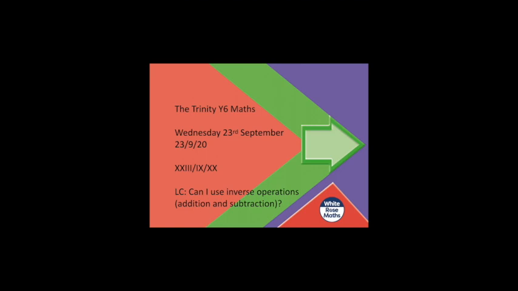It's Wednesday, the 23rd of September. That's the 23rd of the 9th, 20. XXIII, IX, XX in Roman numerals. That's 23, 9, 20. Your learning challenge for this morning is, can I use inverse operations, brackets, addition and subtraction?